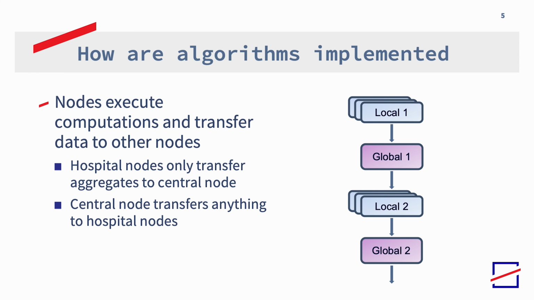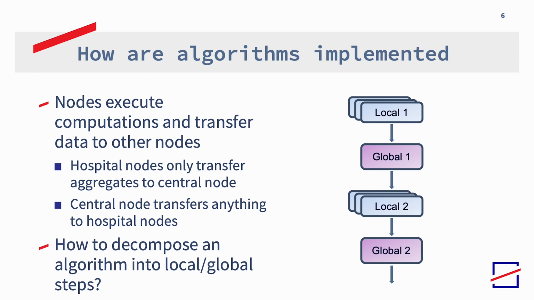An algorithm consists of a particular flow between these local and global computations. At the moment, we have the possibility to allow some predefined number of steps or a repeated execution of steps until some convergence criterion is met. Currently, we're working on expanding these possibilities to any arbitrary workflow.